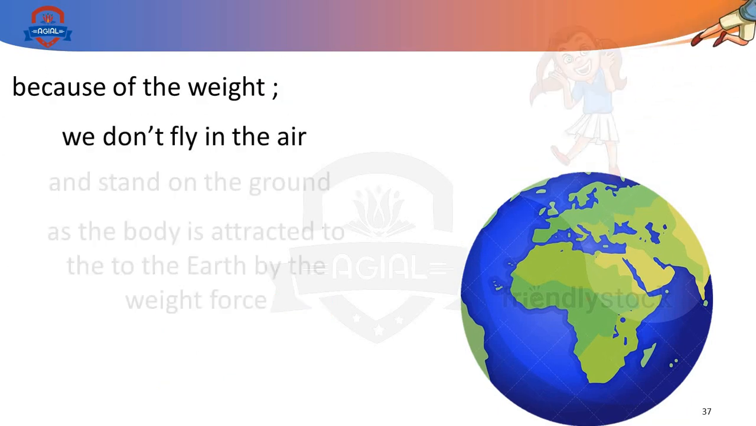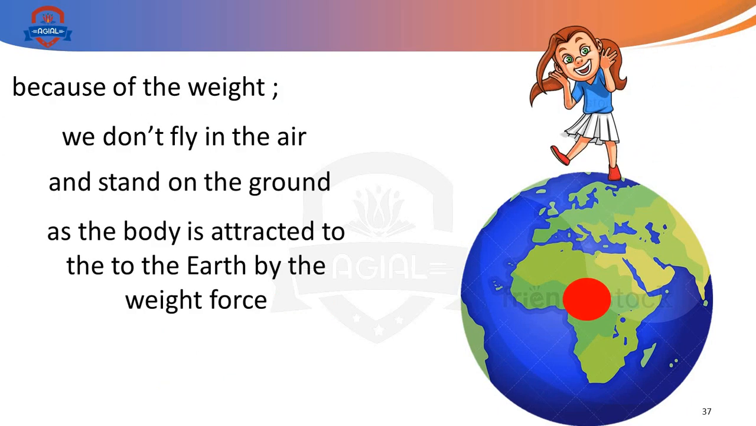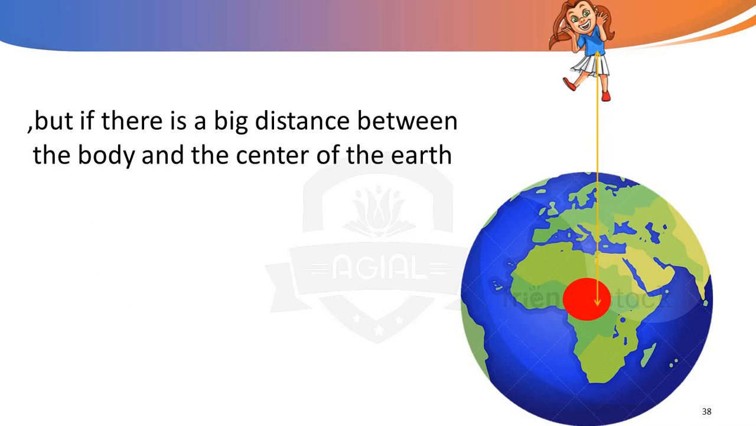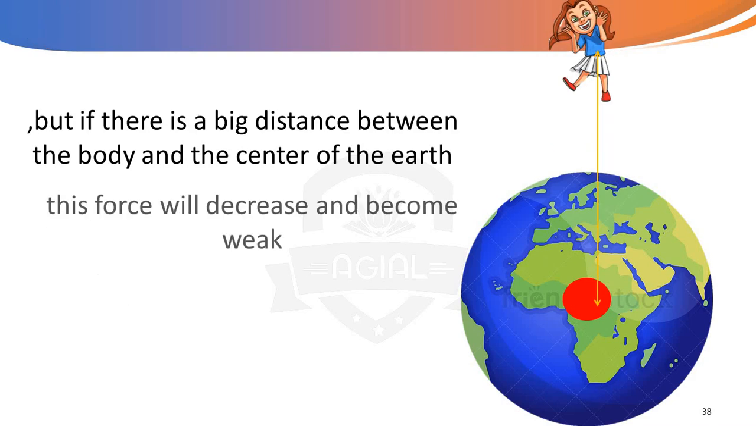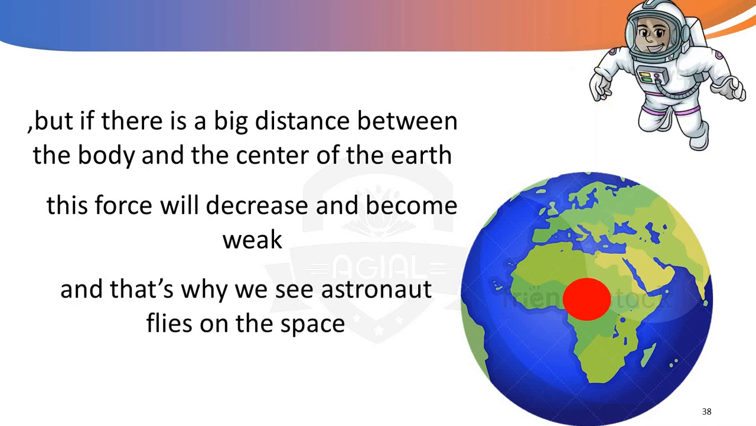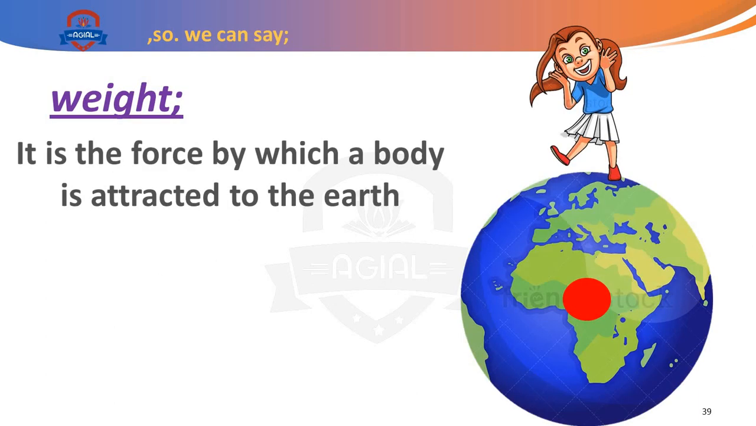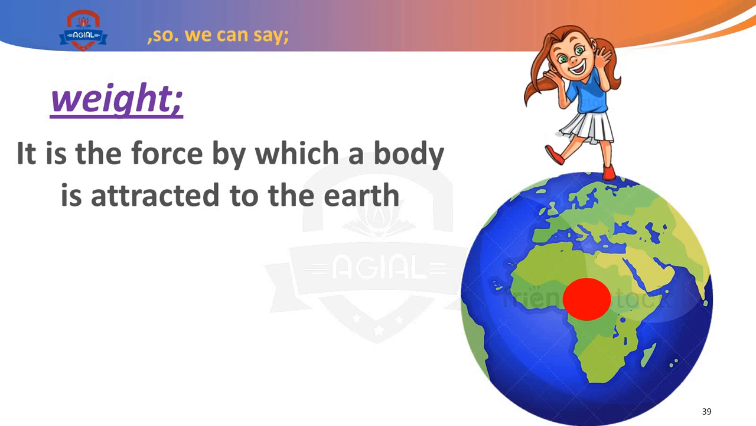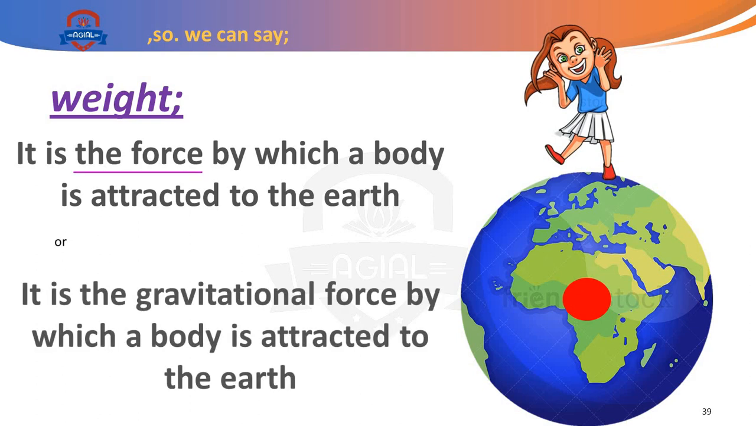Because of the weight, we don't fly in the air and we stand on the ground, as the body is attracted to the earth by the weight force. But if there is a big distance between the body and the center of the earth, this force will decrease and become weak, and that is why we can see astronauts floating in space. So we can say weight is the force by which a body is attracted to the earth. Or we can call it the gravitational force by which a body is attracted to the earth.